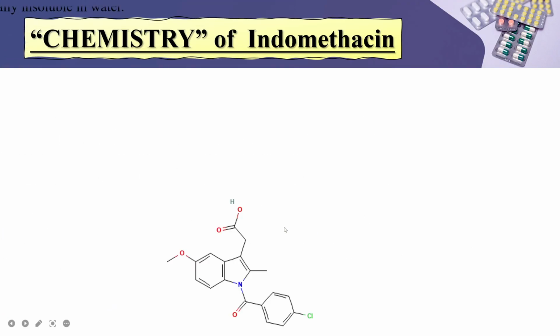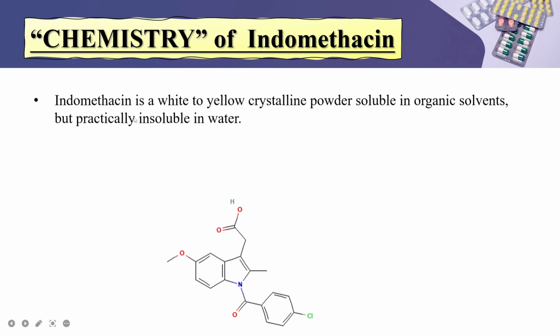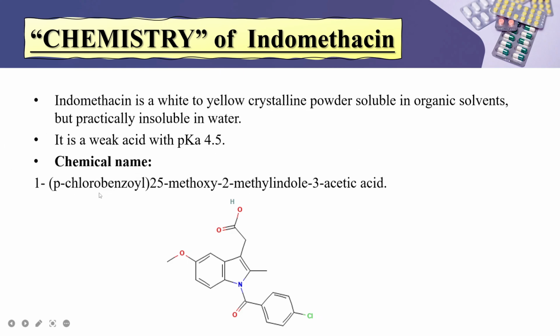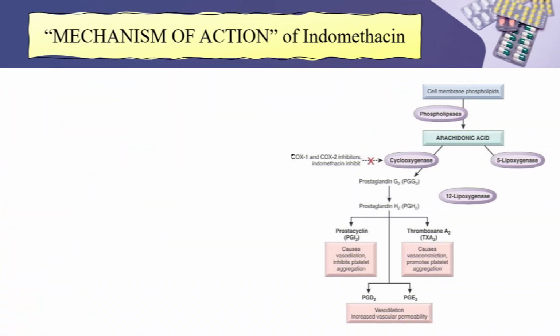Chemistry of indomethacin. Indomethacin is a white to yellow crystalline powder, soluble in organic solvents, but practically insoluble in water. It is a weak acid with a pKa of 4.5. The chemical name of indomethacin is 1-(p-chlorobenzoyl)-5-methoxy-2-methylindole-3-acetic acid. As you can see in the structure, there is an indole ring. Now we will discuss the mechanism of action of indomethacin.